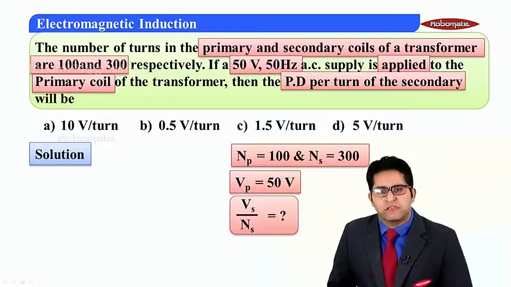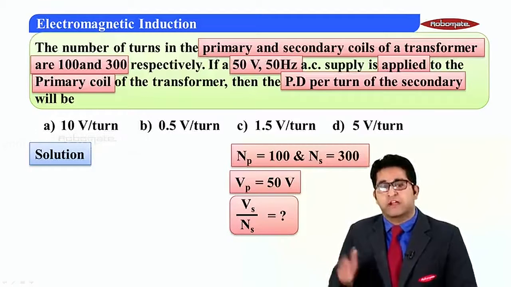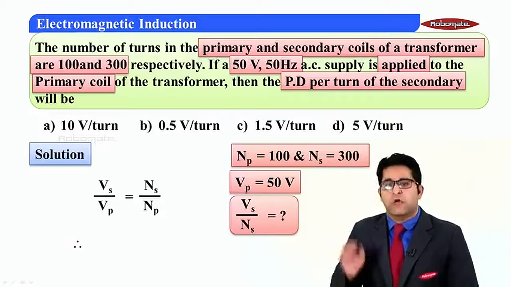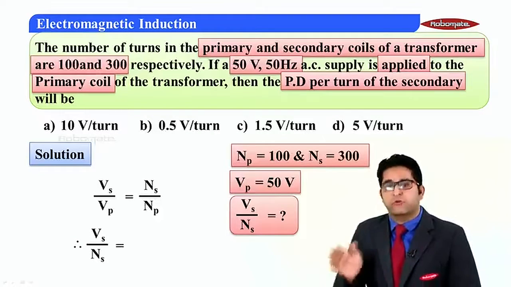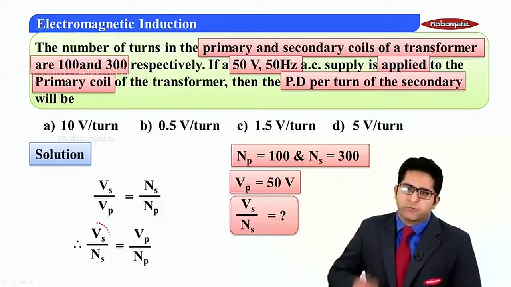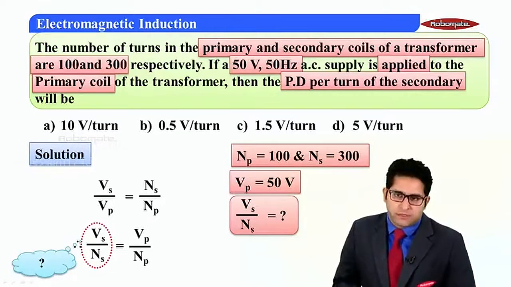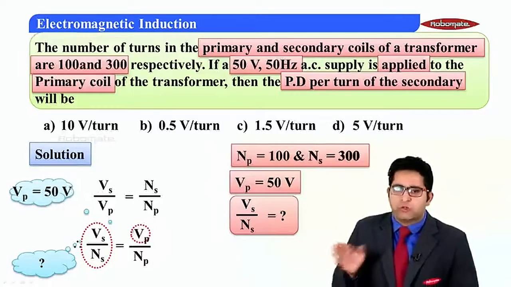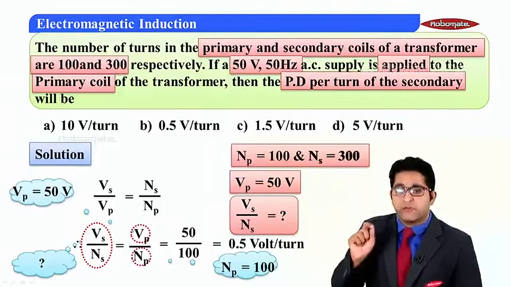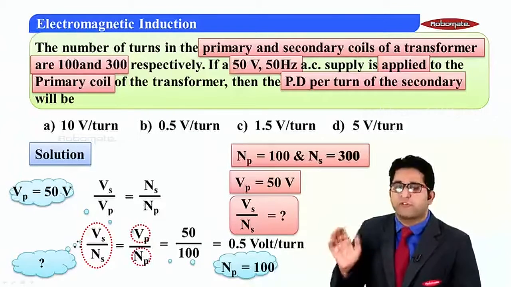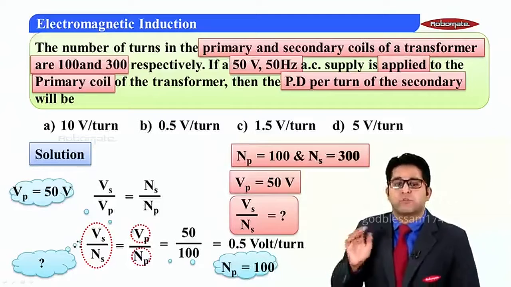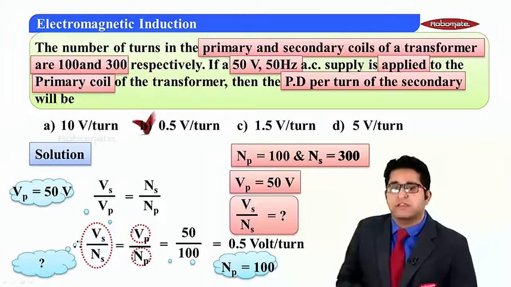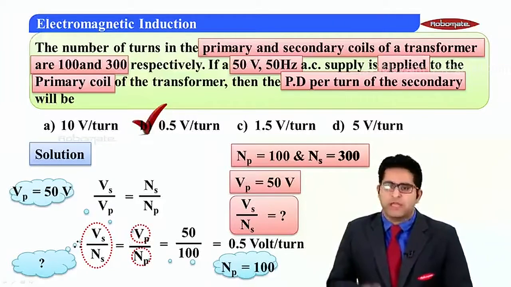Now again we'll be using basic equation of transformer. We know the basic equation. It is VS upon VP, it is equal to NS upon NP. So let us rearrange. So after rearranging we'll get VS upon NS, it is equal to VP upon NP. Right? Now we are supposed to find out the value of VS upon NS. Right? We know value of VP. What is value of VP? The value of VP is 50 volts. And we also know value of NP. What is value of NP? The value of NP is 100. And on substituting we'll get 50 upon 100 which is equal to 0.5 volt per turn. So which option is matching? See carefully. Yes, option B is the correct answer in this particular situation. Right? Now let us move further.